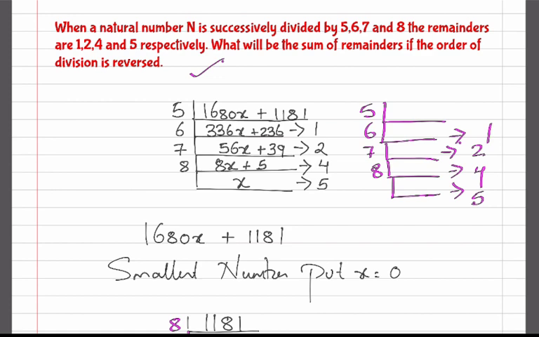So I am telling, let the last quotient be x. What will this number be now? 8x plus 5. Okay, what is the logic here?